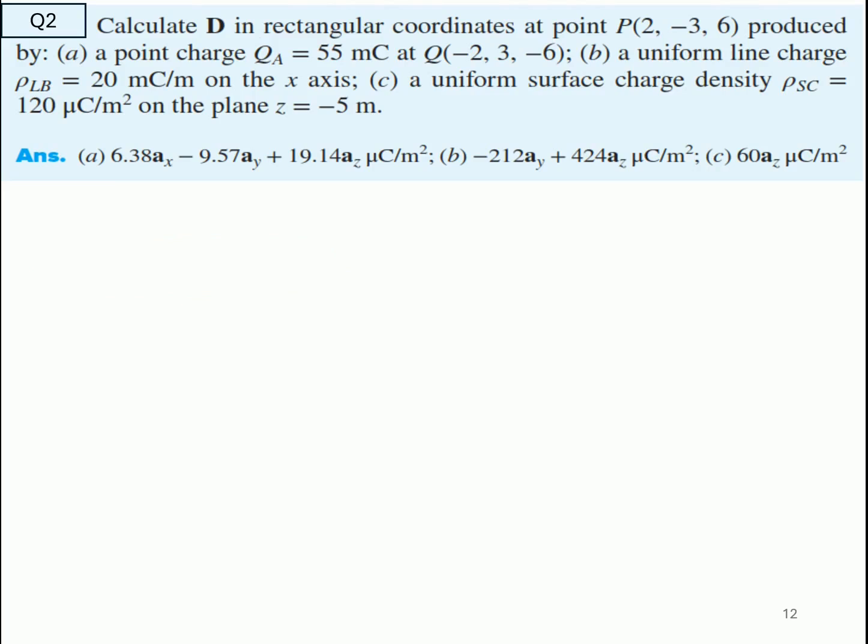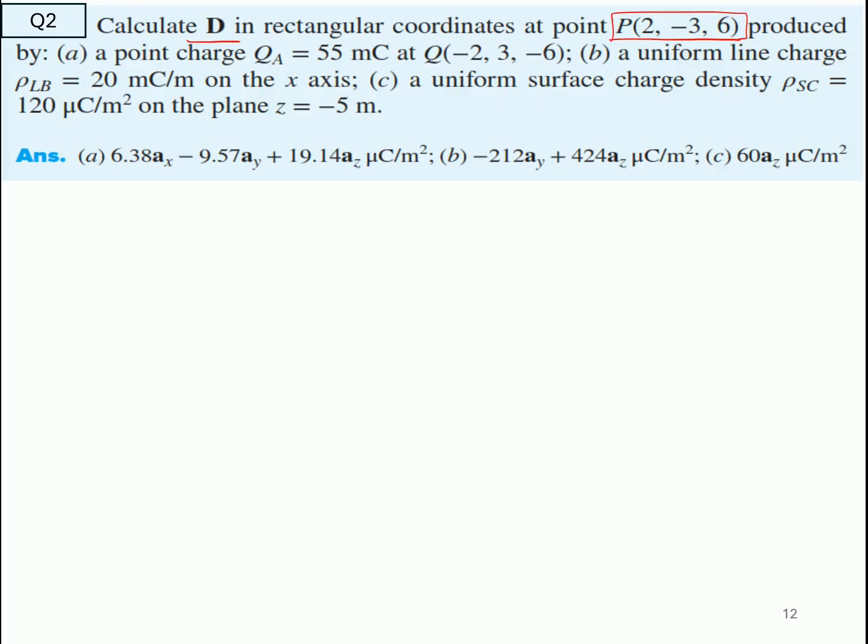Let us now go to another problem and see what else we can find. Till now we have seen how to find electric flux. Now let us move to finding electric flux density. So in this problem we have to calculate D, which is the electric flux density, for a rectangular coordinate system point at 2, minus 3, 6, and the point of concern is this one.